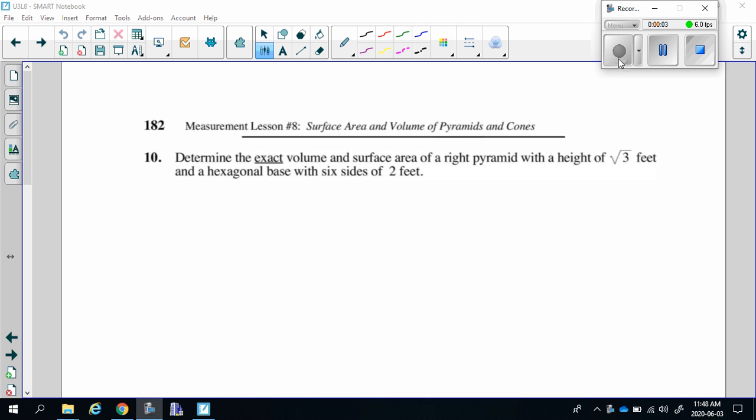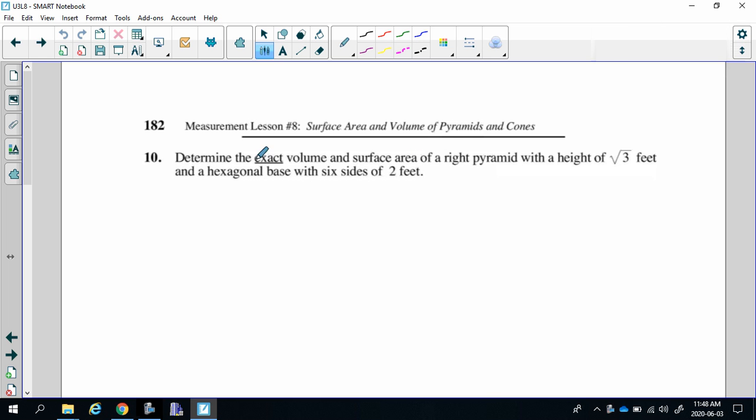Hi there. So I'm going to answer your question. It's on page 182, question 10 and 11, I believe. Okay, so our question is, determine the exact volume and surface area of a right pyramid with a height of √3 feet and a hexagonal base with 6 sides of 2 feet.